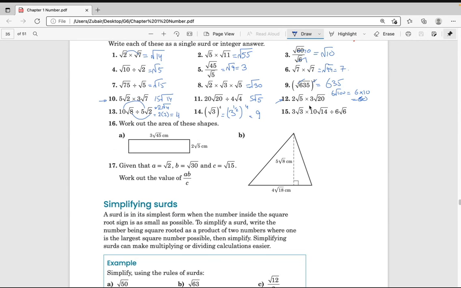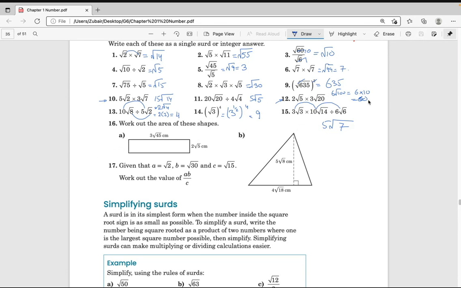Both of you, 15th question. Okay. 30 divided by 6 is 5. Ali said 5, that's right. 3 into 10 is 30, and 30 divided by 6 is 5. 5 plus 5 into 7, and 5 into 7. Yes, 5 square root 7.